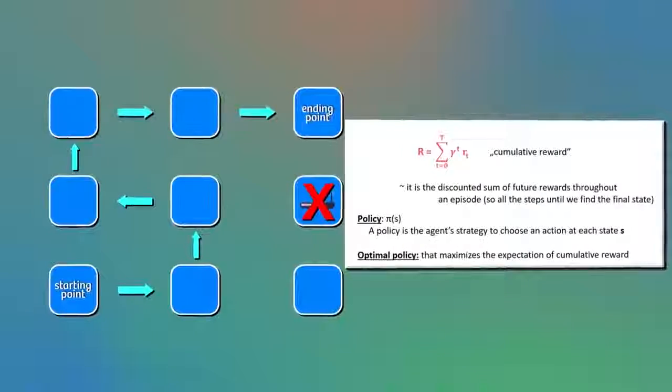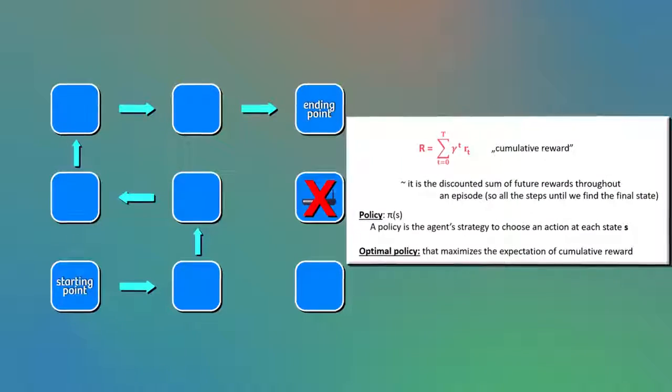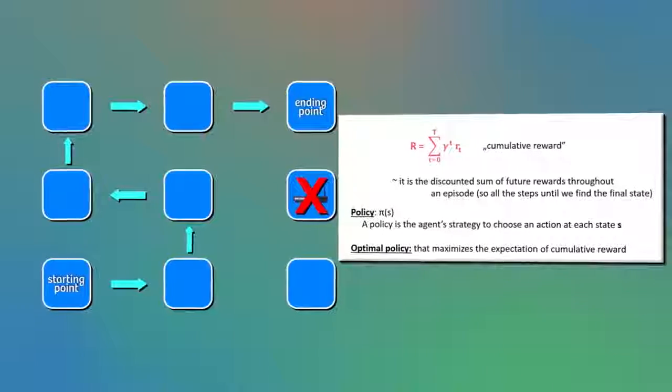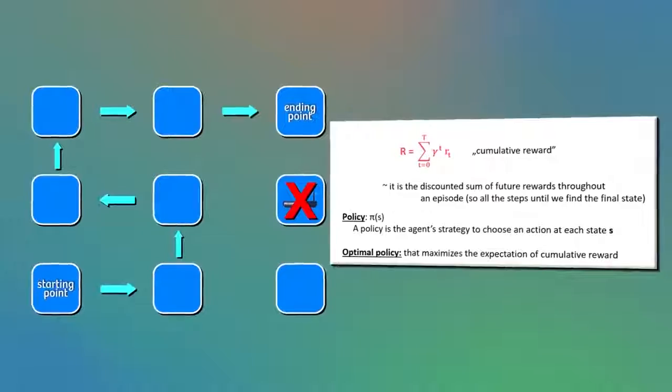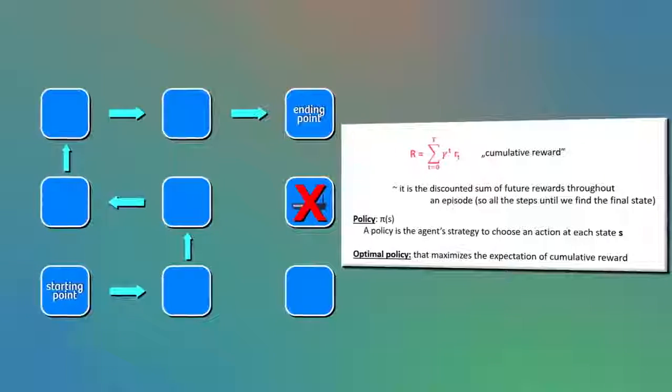The reward could also be discounted. A discount factor describes the preference of the agent for the current reward over future rewards. But let's assume we're not dealing with that right now.